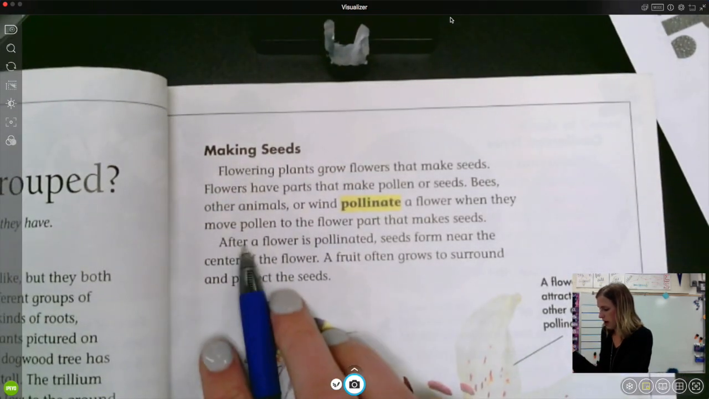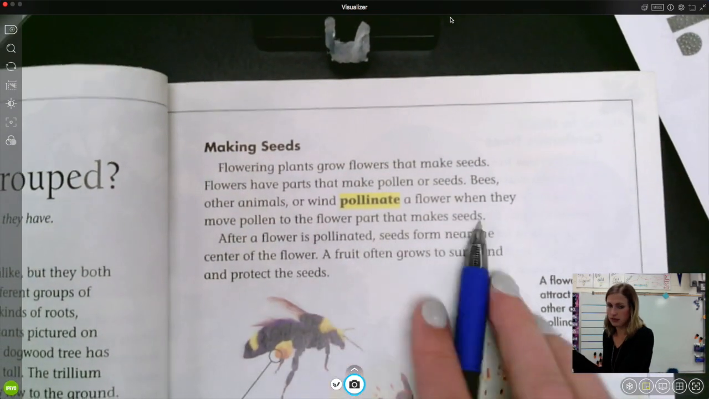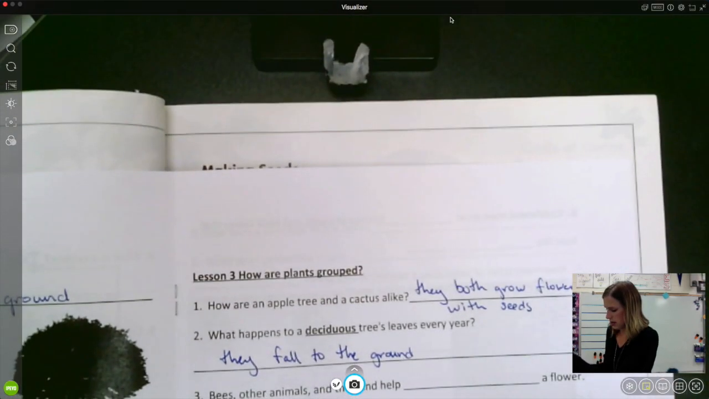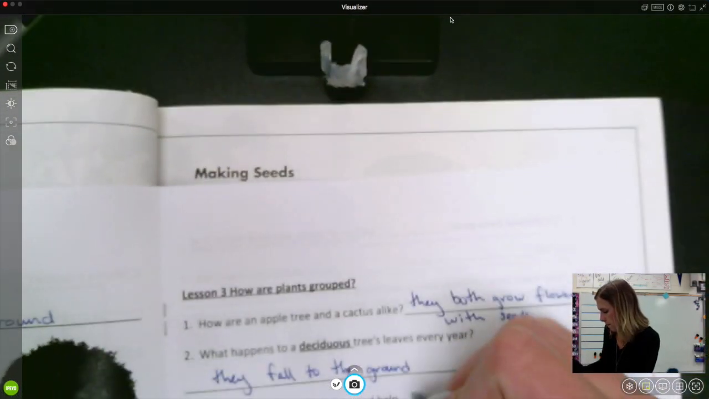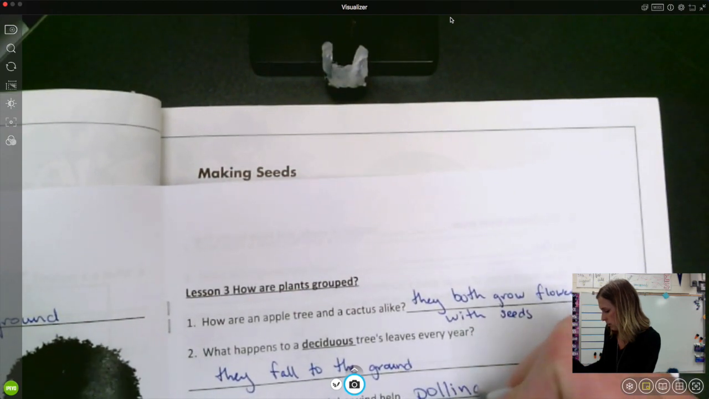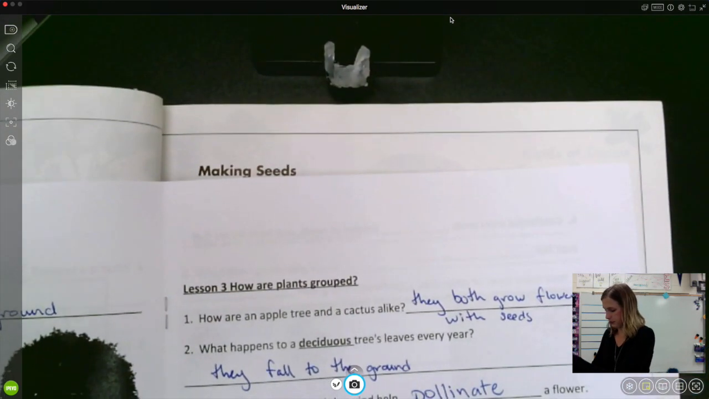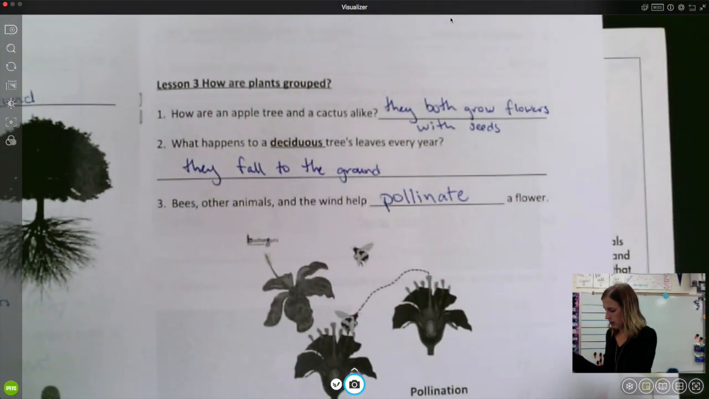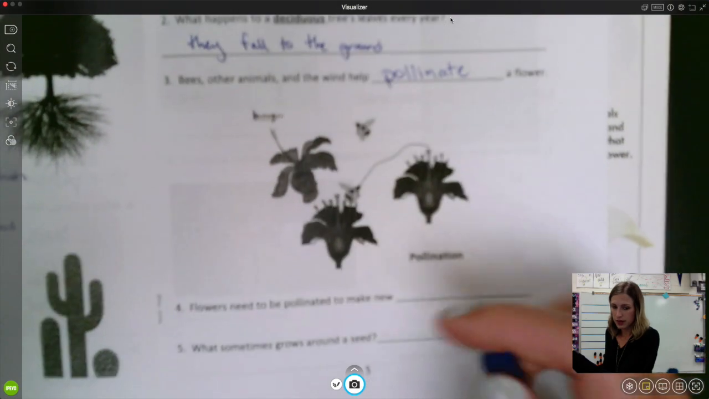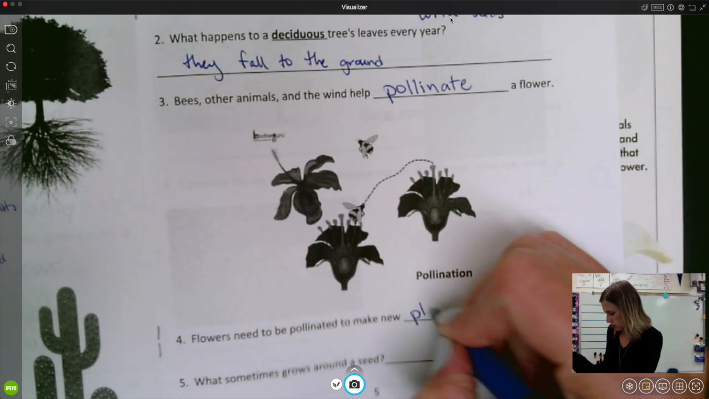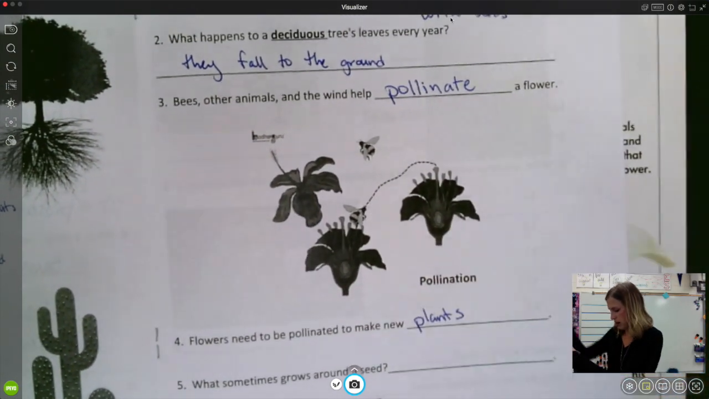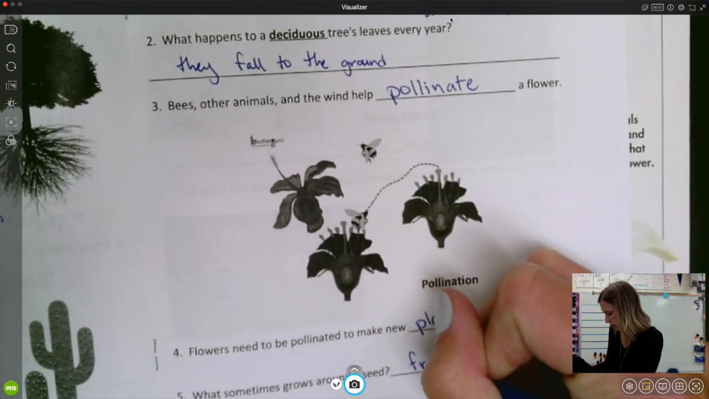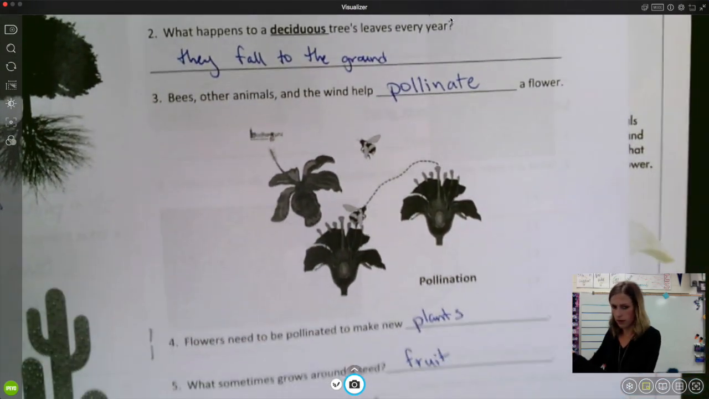Okay, so they move pollen to the flower part that makes seeds. That's how they pollinate it. In our notes, bees, other animals, and the wind help pollinate a flower. Okay? Flowers need to be pollinated to make new plants. And then as we read in that page, sometimes a fruit grows around that seed. All right.